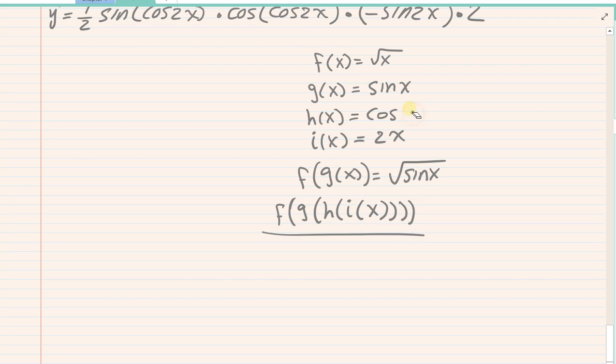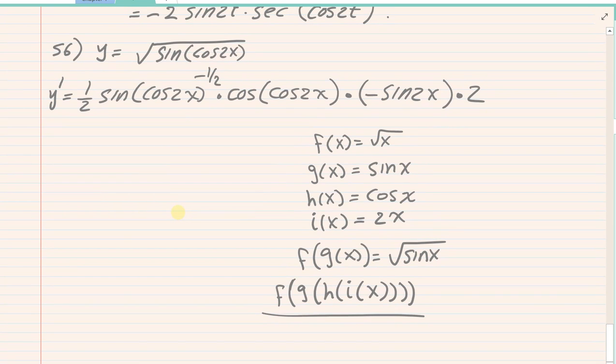h of x instead of cosine 2x. I'm sorry, that's cosine x. There, now it looks right. And there you have it. So anyway, let's continue on with this one.